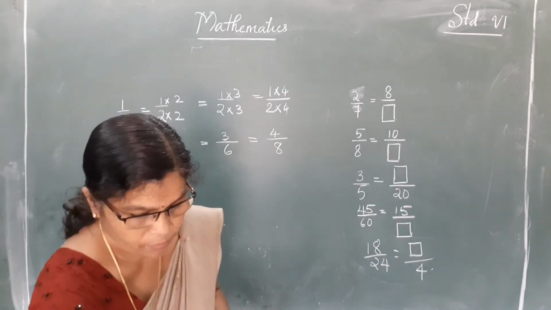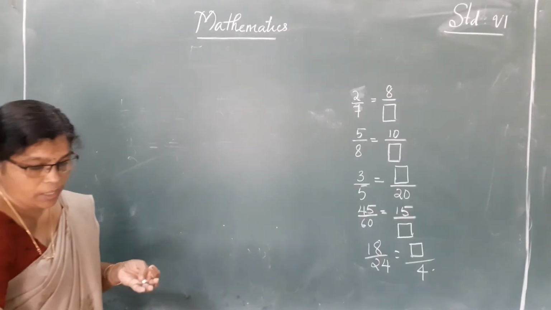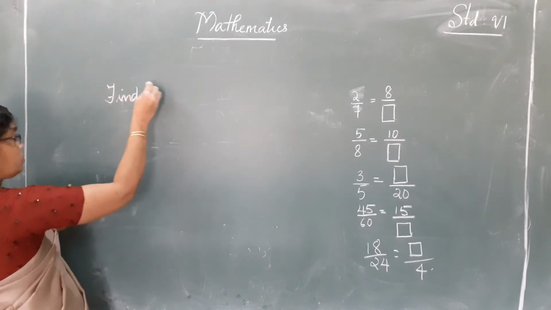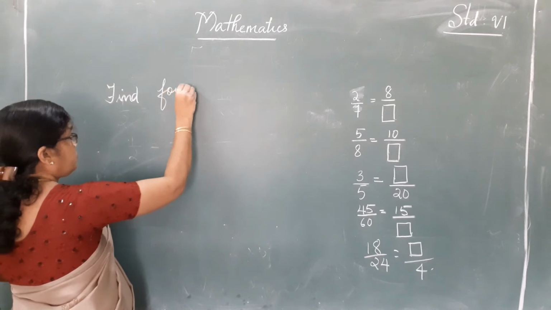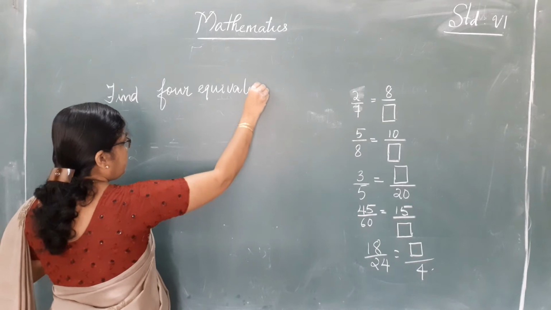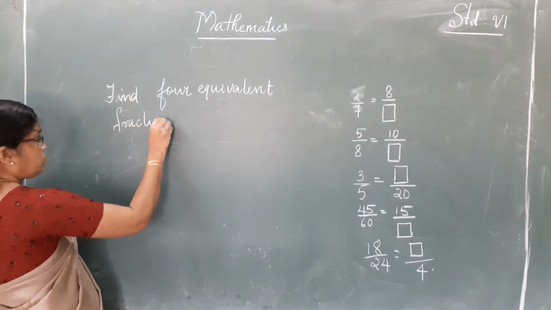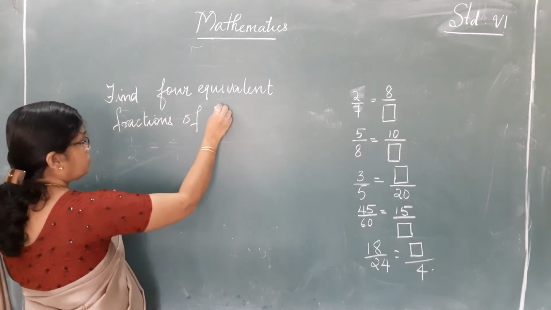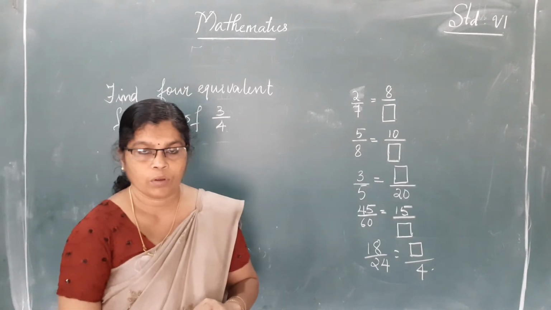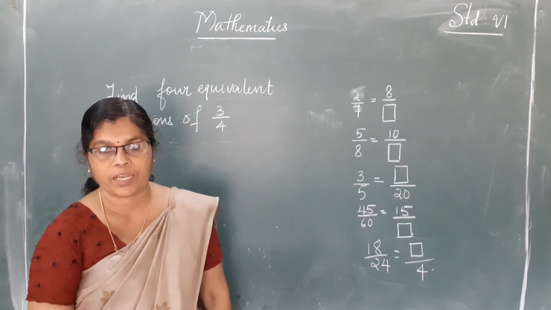Now another problem: find four equivalent fractions of 3 by 4. See, the fraction given is 3 by 4. So for 3 by 4, 4 different equivalent fractions we have to find.